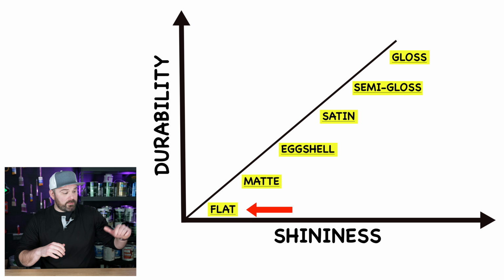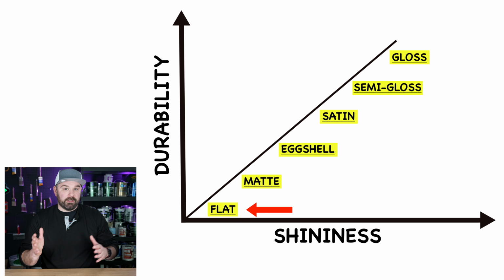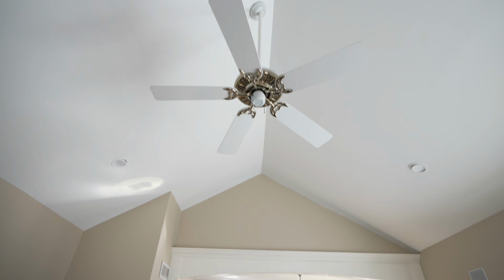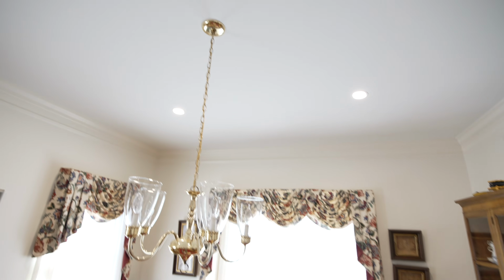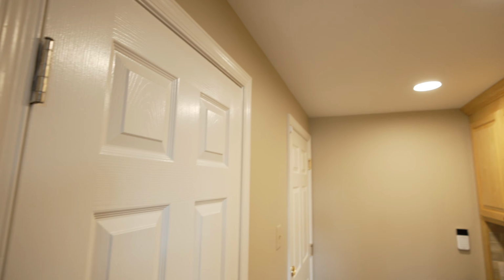So starting at the bottom, you've got flat, which has no shine to it, and also is the least durable of all of these sheens. So typically flat gets used on ceilings, family rooms, bedrooms, all that good stuff. I'd say like 98% of the ceilings in your home have flat paint on them.